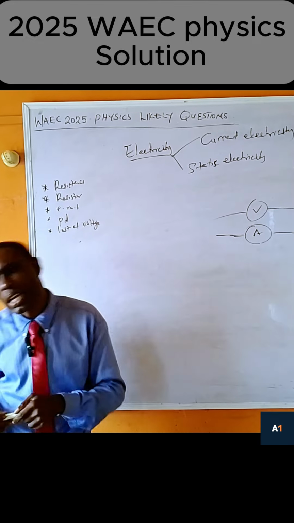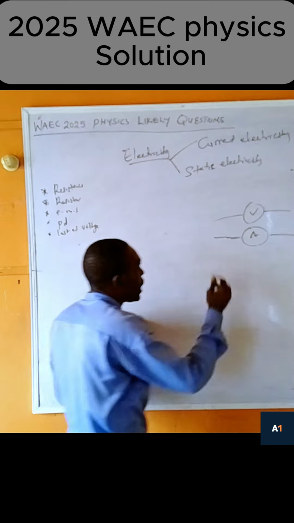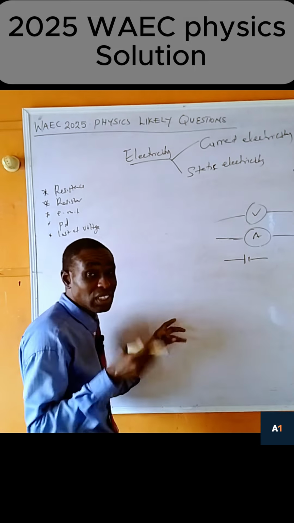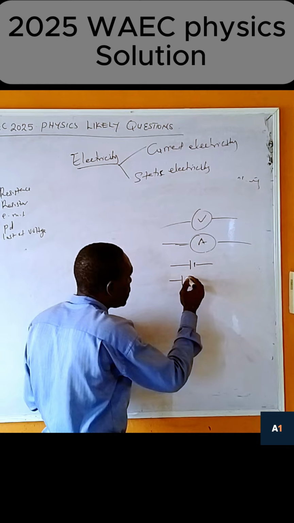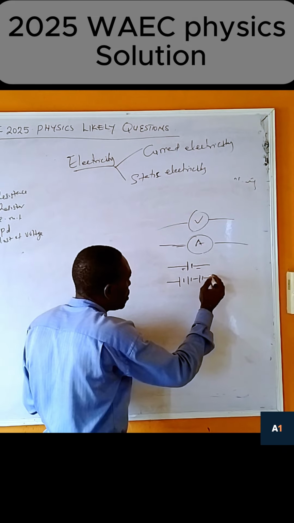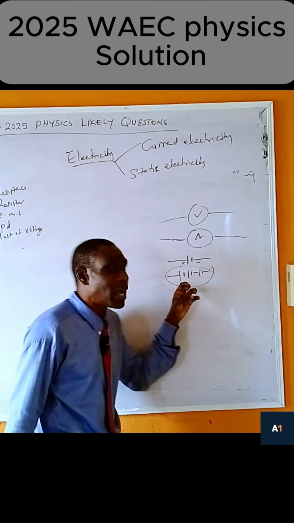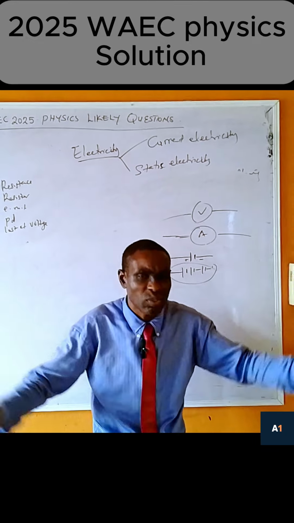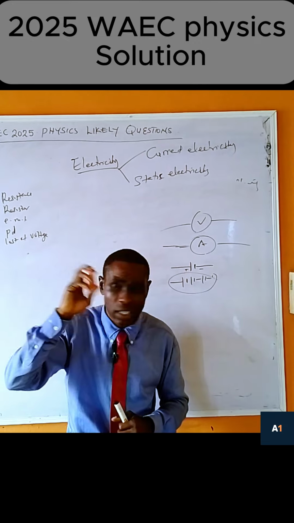Now let me talk about the symbols in an electrical circuit. This is what we call a cell, which is a unit of battery. When this one is combined with this one, positive and negative, it is no longer a single unit. This is a battery. A battery is the combination of two or more cells.